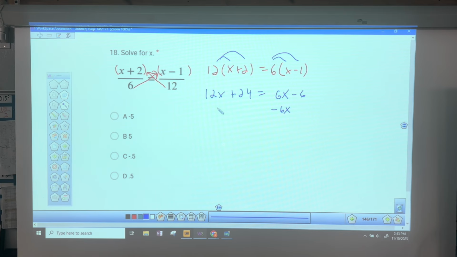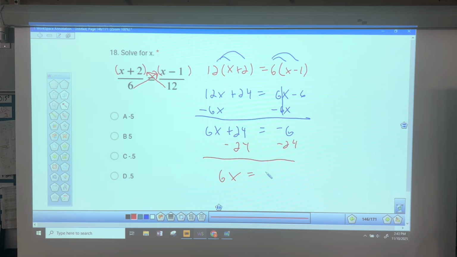I subtract 6x from both sides first. 6x plus 24 equals negative 6 is left over. This eliminates. So now I'm going to minus 24 from both sides. 6x equals negative 30. Divide both sides by 6. My answer is negative 5.